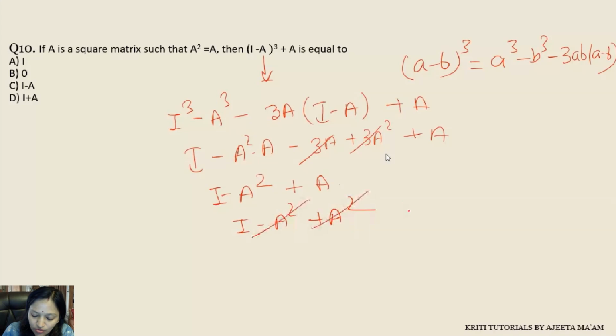Okay. So this cancels out. So what's your answer? That is A option. Correct. So this is how we go for it. So we get the answer only I. और A square को आप फिर से A लिख सकते हैं and it goes on. Correct. So this is how it goes. Now let's move on to the next.